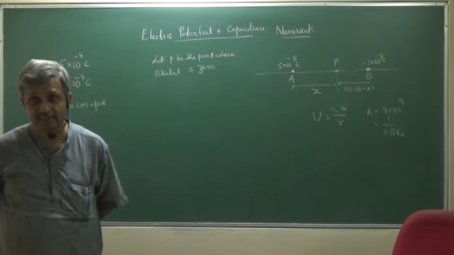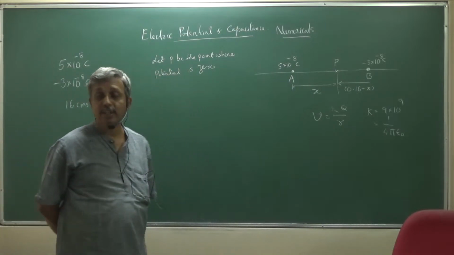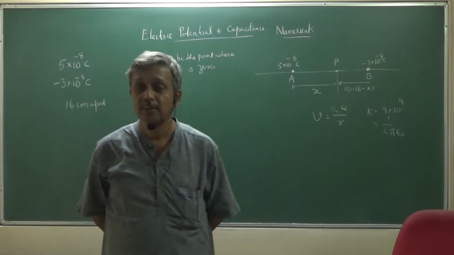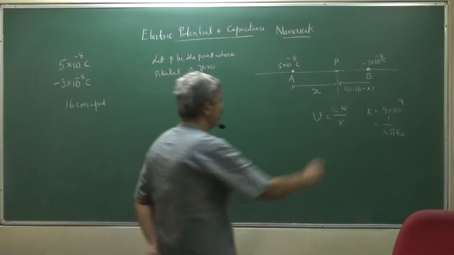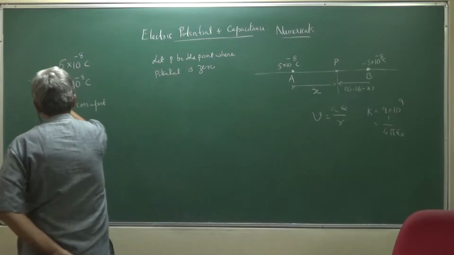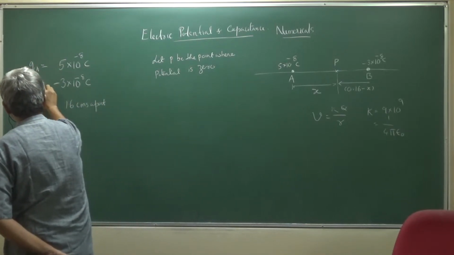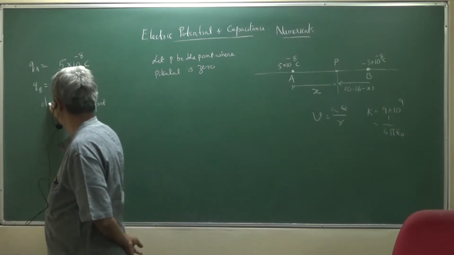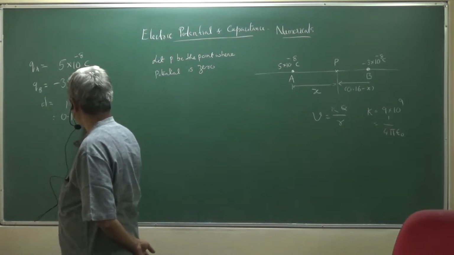We don't know x. If we find x, that means we have figured out where the potential is 0. So how to find this x? To find this x, we already know the potential at this point due to one charge. We can calculate using this formula. I will call this charge A, that is 2A, and this charge B. This is the distance between them, D, which has to be written as 0.16 meters.